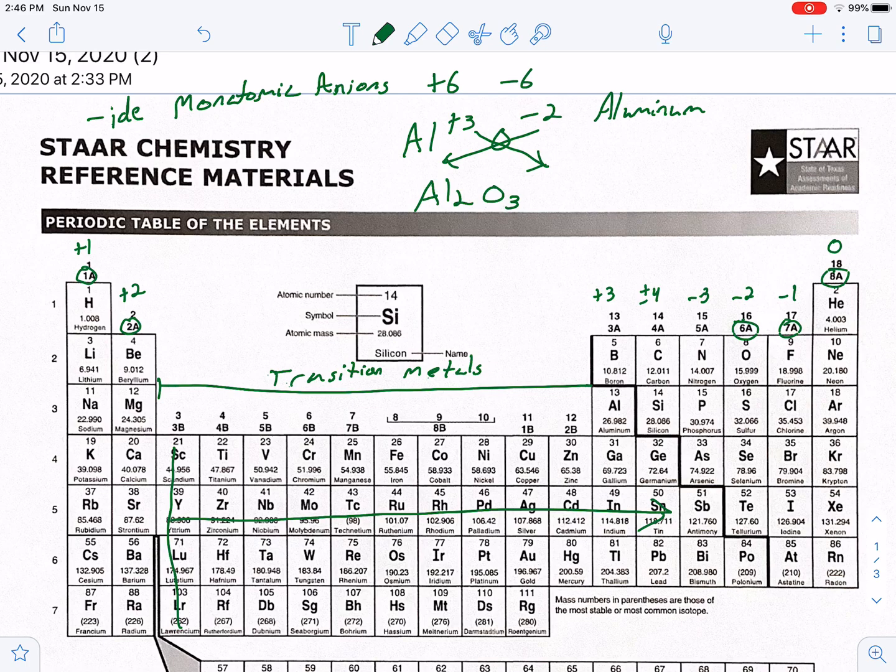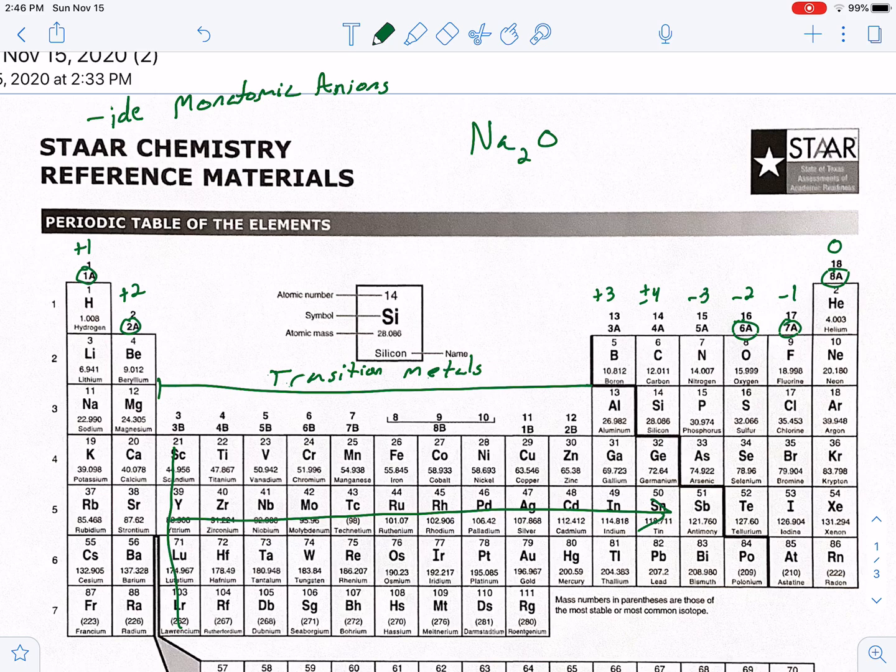Oxygen, so that's our anion, so it's going to change to oxide. So aluminum oxide. Okay, so let's do some more. Now let's go backwards a little bit. So I'm going to do Na2O. Okay, so here you can do that.